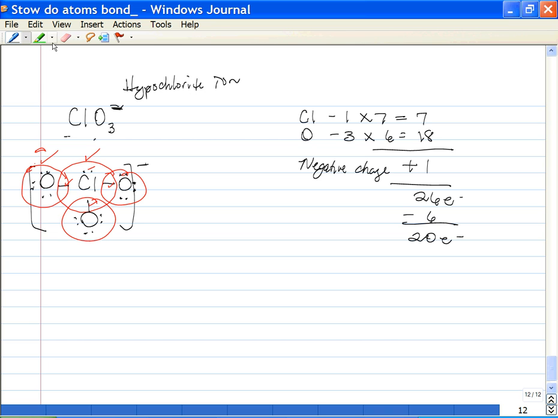Okay, so when you draw your skeleton, you've used up 2 electrons in between each atom when you make your bond. So those are taken out of the equation because we've already used those, and they can't be available to distribute around the atoms.